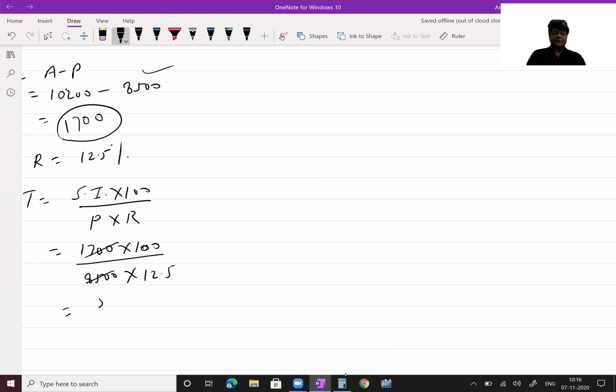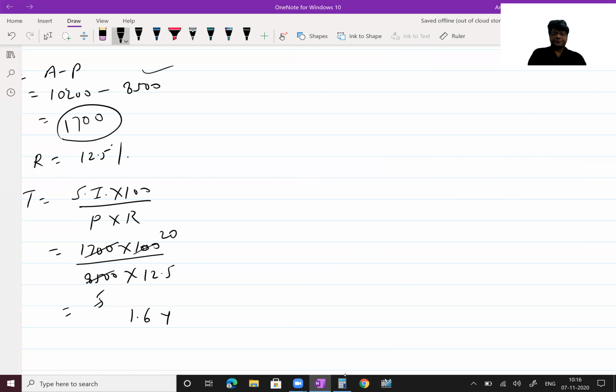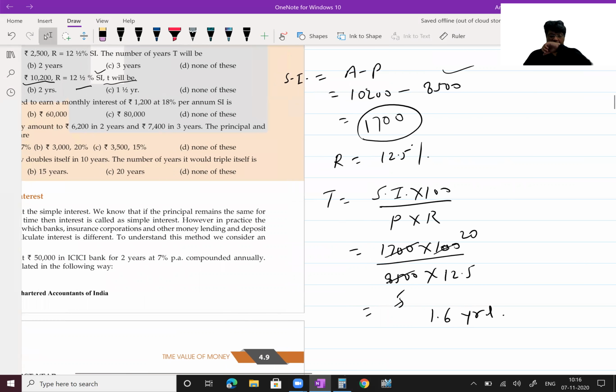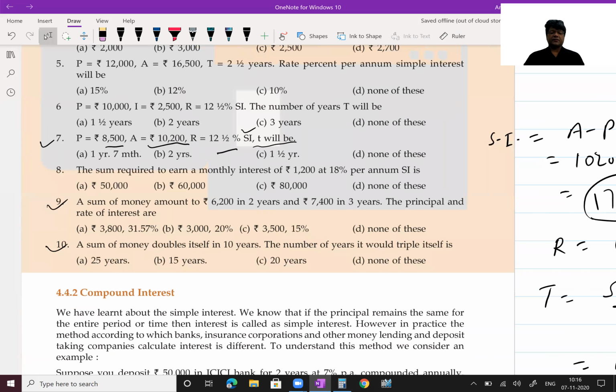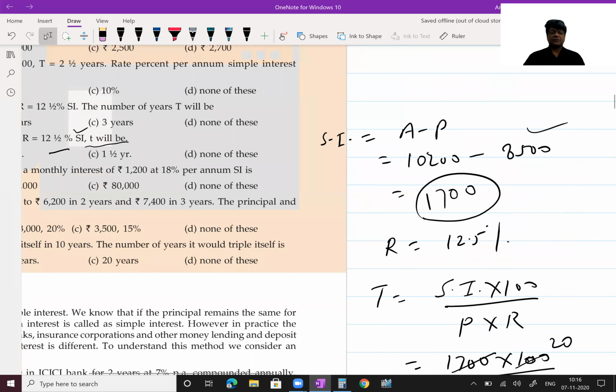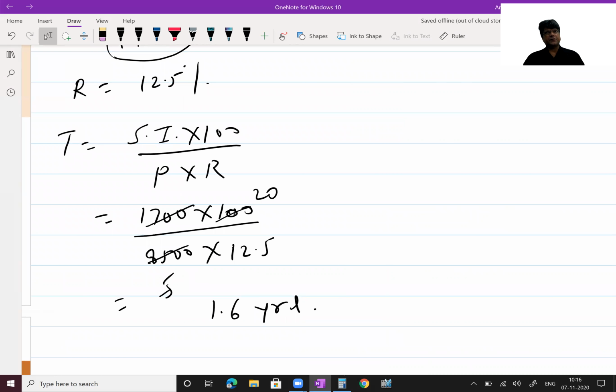17 5s are 85 guys, and 5 20s is 100. So simplifying, 20 by 12.5, 12.5 is equal to 1.6. Our answer is 1.6 years. Sorry, options are not in decimal. Actually, they are in 1 year 7 months, 2 years, 1.5 years. Guys, by mistake, don't take 1.5 years, because 1.5 years would be 1.5 years, and here it is written 1.6 years.